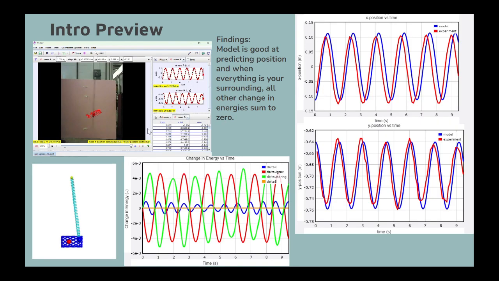For our intro, we have a tracker video, our models, and our graphs. Our findings are that the model is fairly good at predicting the positions of both x and y, and that all the changes in energy sum to 0 when everything is the system, as we can see here.